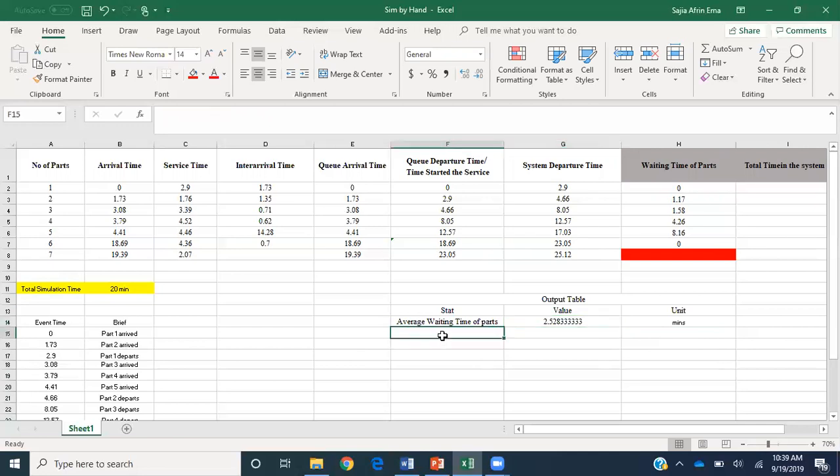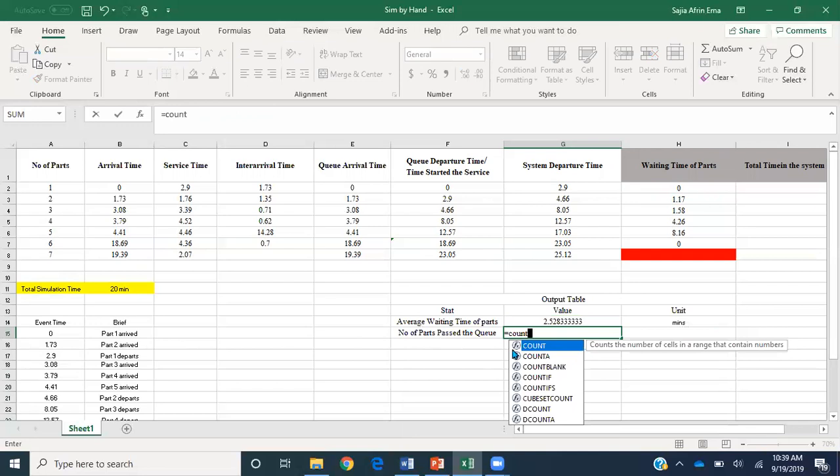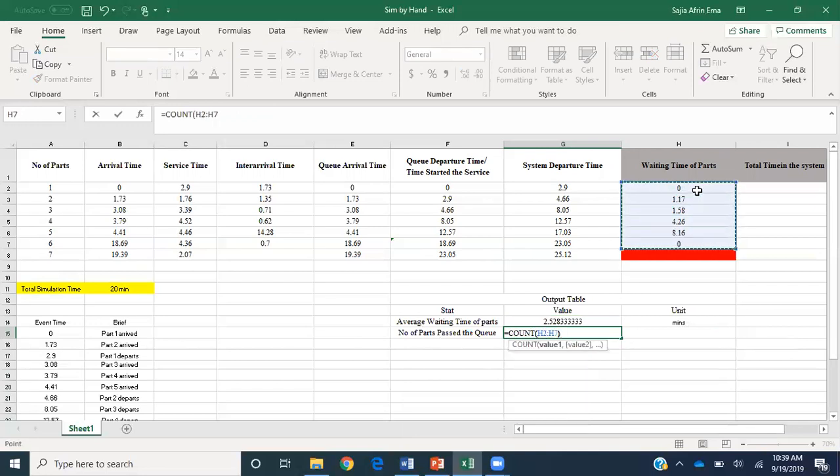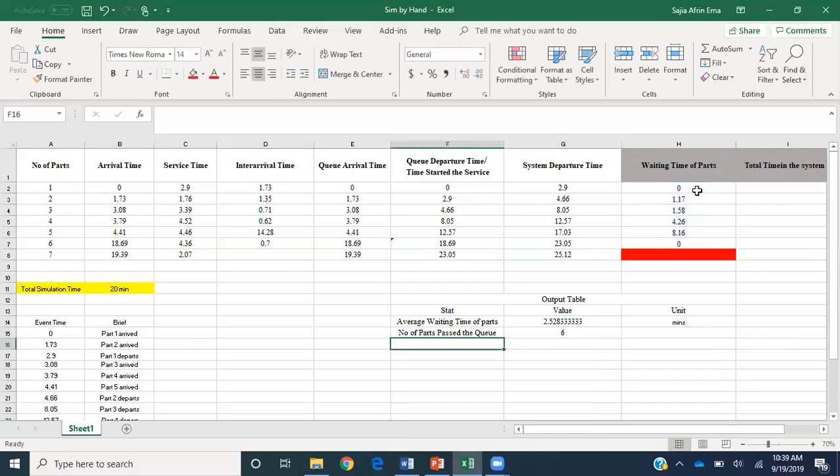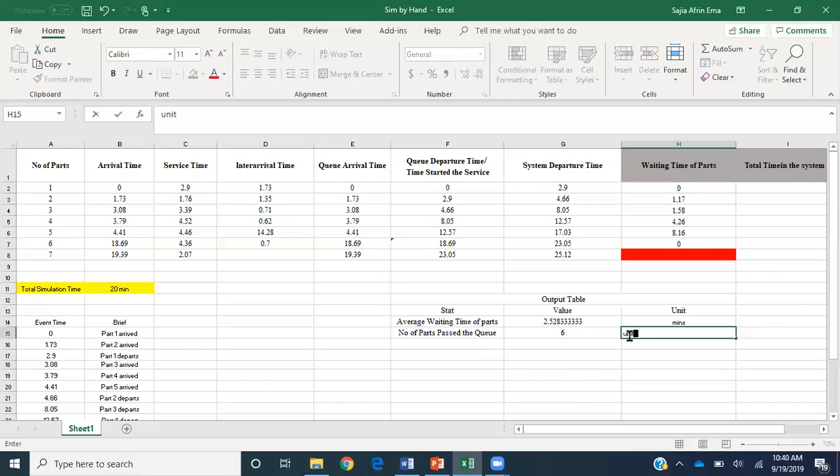Next, we can find one more thing: the number of parts that passed the queue. How many parts passed the queue? 6, right? So I'll just count this list over here. So 6 came in and passed the queue. Though part 1 didn't stay in the queue, it came in and went through the queue. That's why we added it into this list. And this is count or units.